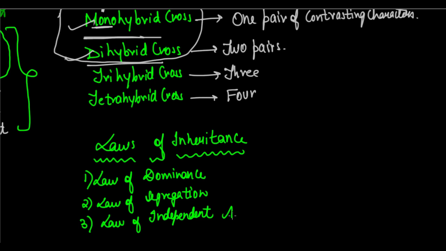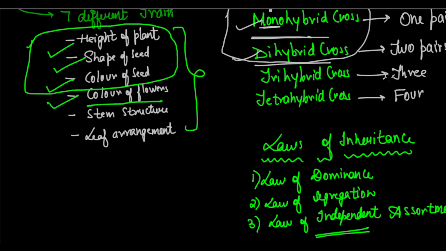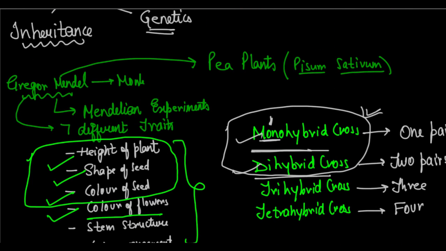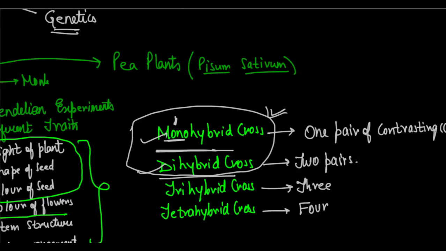Okay, law of independent assortment, right? So these are the three laws of inheritance which he formulated as a result of the crosses he performed and the traits that he studied. So I hope that's absolutely clear. This was an introduction to Mendelian experiments: how Mendel performed his experiments, what all he studied, how he studied them, and what conclusions he came to.